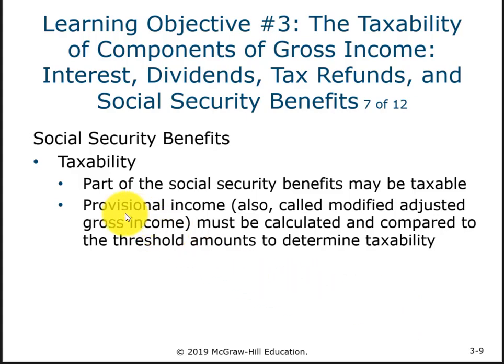So what you do is you figure out your provisional income, all right? And you have to calculate that and look at it compared to some thresholds to determine. You will never have all of your Social Security benefits taxable. It's always part of them, never all of them included in income. And on the tax return, you'll see the 1040, there's a place for all of your benefits and the part that is included in income. So before you know what that part is, you have to go through this process of calculating provisional income.